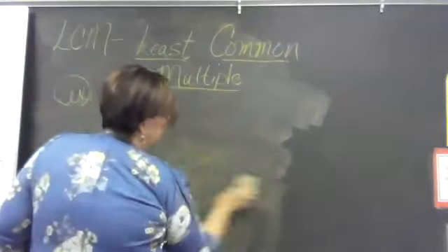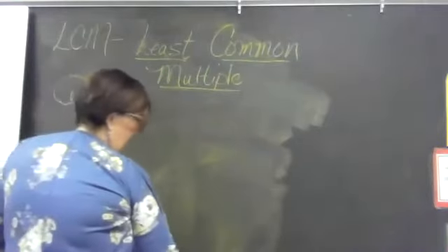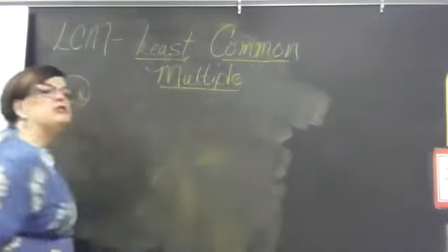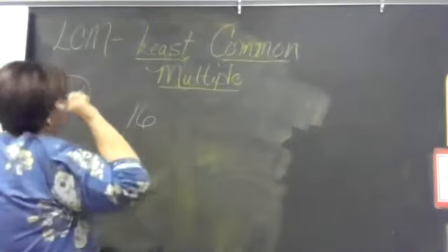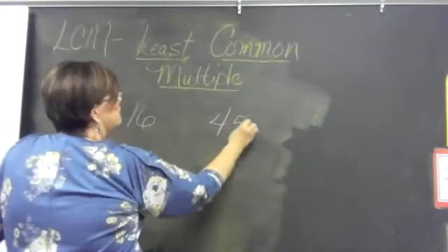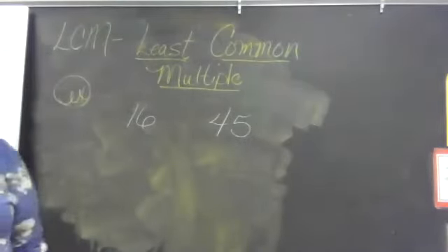You're finding common denominators, but it's called least common multiple. Let's try 16 and 45. Okay, I have no idea, this might be big. Okay, 16 and 45.